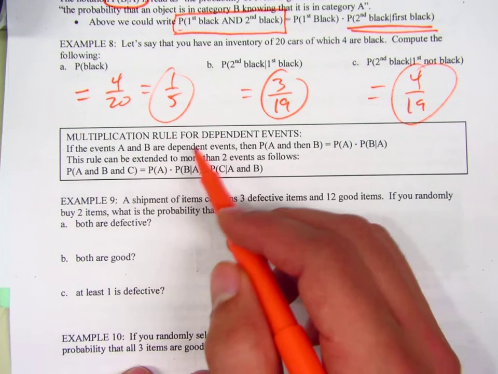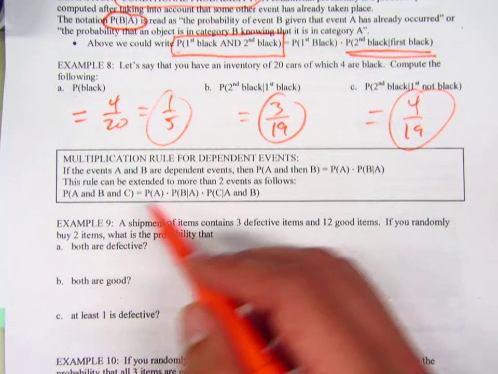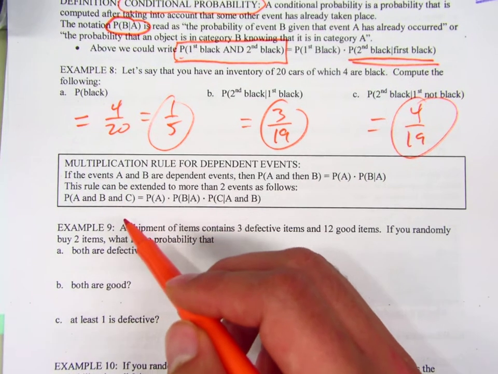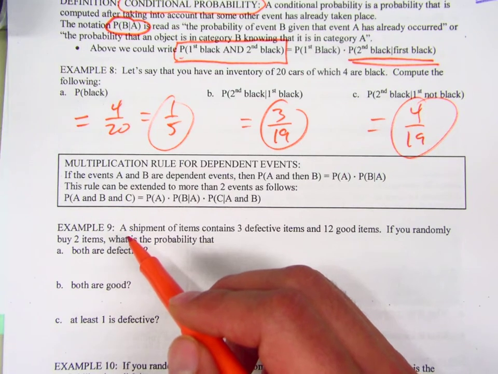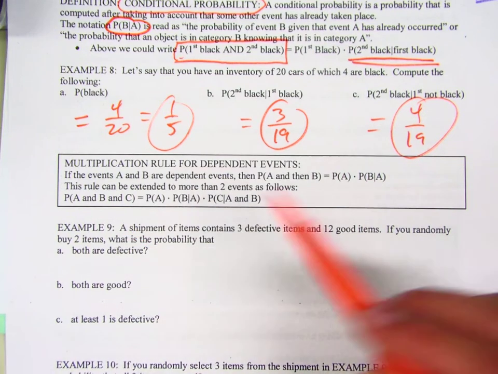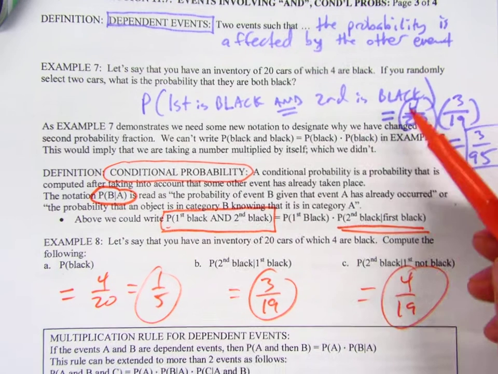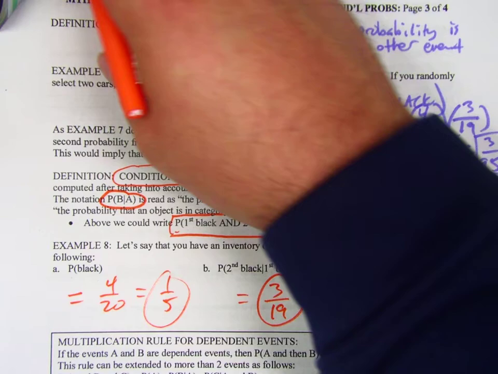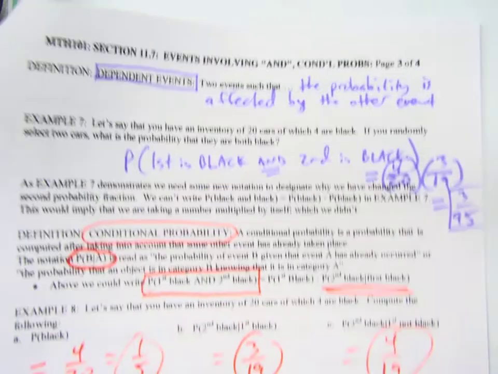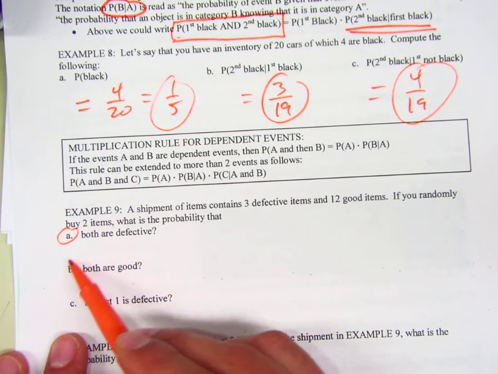Multiplication rule for dependent events. We've kind of already talked about it, but here it is if you want to highlight it. All it is essentially, when you see the word and, you multiply. You multiply the probabilities together, and if things are a little bit more involved, then they might look something like this, where the probabilities change as you multiply. If it's independent, then they're not going to change. They're just going to stay the same each time. Read example 9 and try A and B.